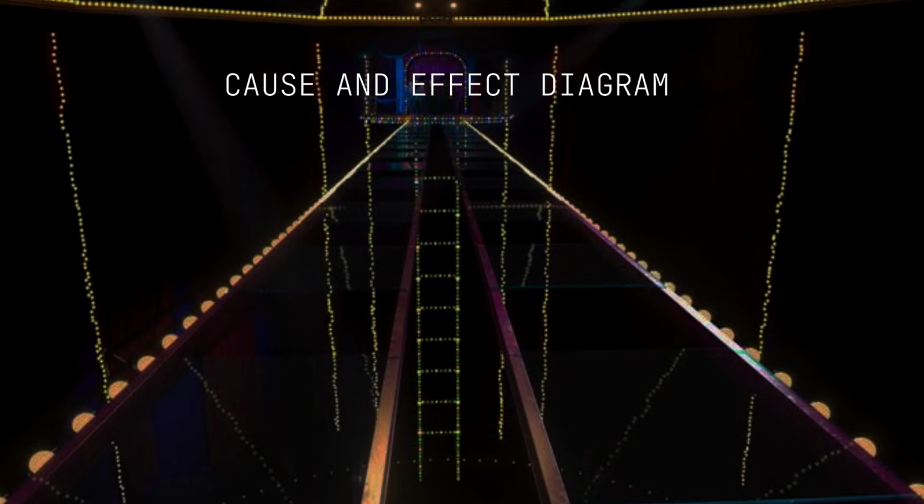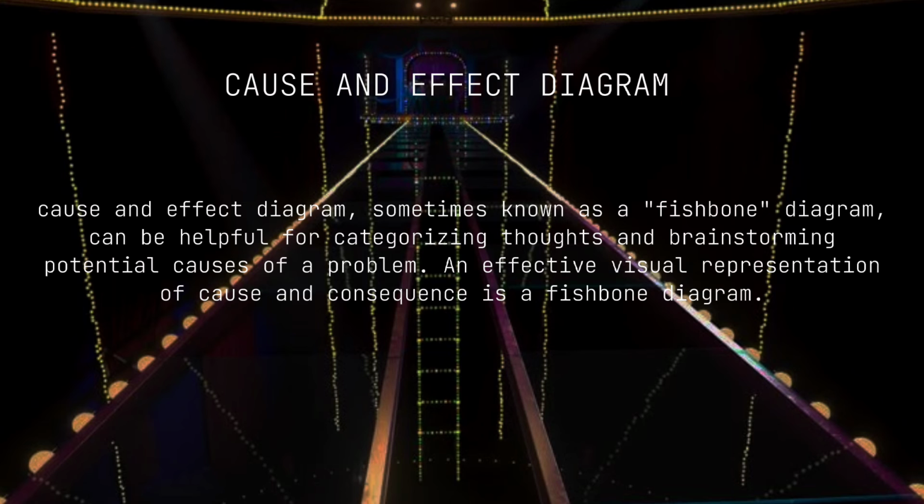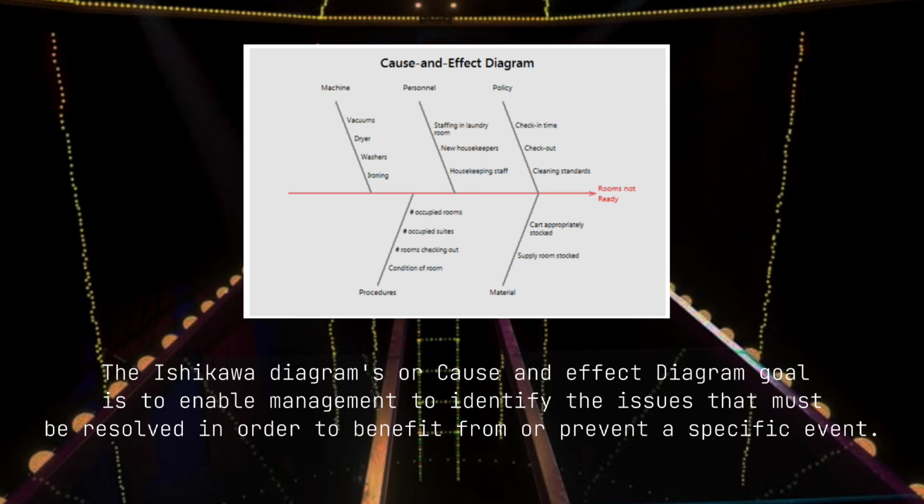Cause and effect diagram. A cause and effect diagram, sometimes known as a fishbone diagram, can be helpful for categorizing thoughts and brainstorming potential causes of a problem. An effective visual representation of cause and consequence is a fishbone diagram. The Ishikawa diagram, or cause and effect diagram, has the goal of enabling management to identify the issues that must be resolved in order to benefit from or prevent a specific event.